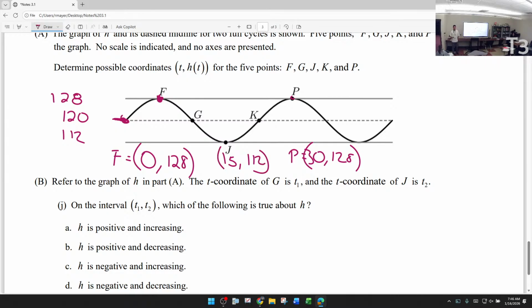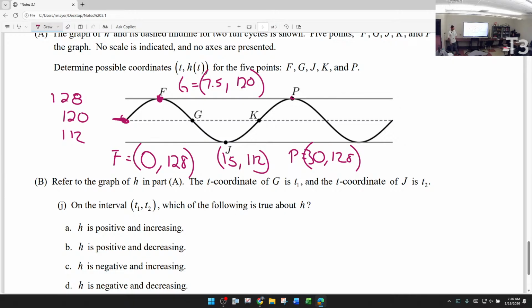You guys will do a better job of labeling all this, but make sure you're labeling these things correctly. Then I've got F and J, and I need to do G and K. G is going to be 120. I just have to go halfway between 0 and 15, which is 7.5. If you want, that's 15 halves, but I just put 7.5.